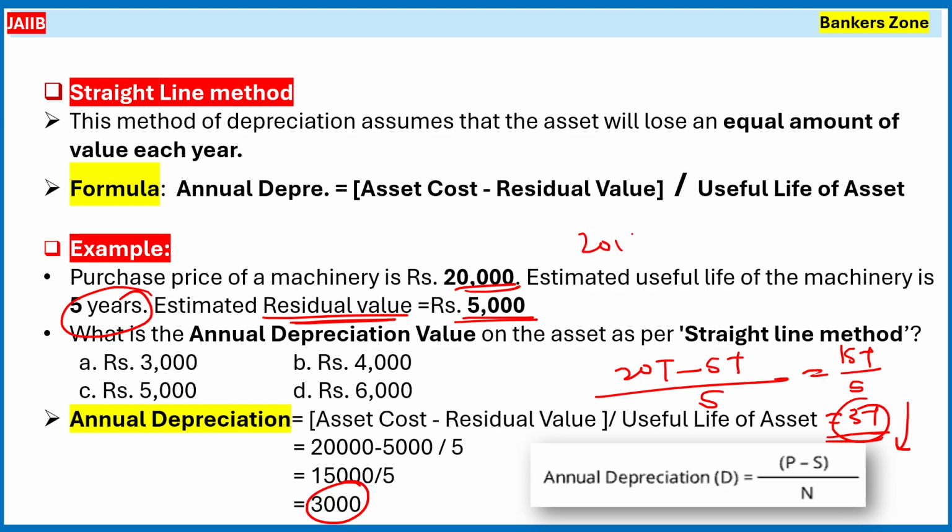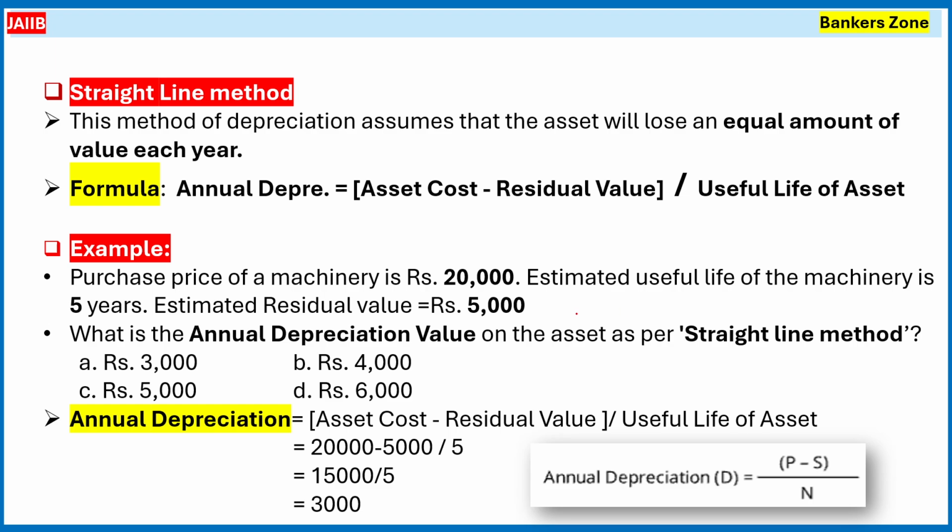So 20,000 you purchased it, right? And the residual value is 5,000. So what will be the remaining value after 1 year, right? That you have to calculate. So 20,000 is the purchase price minus 5,000 is the residual value. So 15,000 minus first year 3,000 is the depreciation, right? So 12,000 will be the book value at the end of the first year.